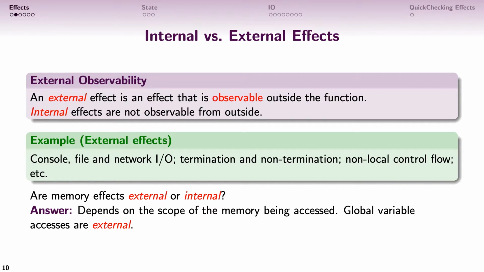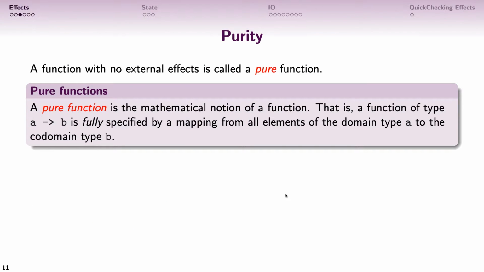Okay, so a function with no external effects, by which I mean no effects beyond its return value, is called a pure function. And this is what we've been dealing with for the last several weeks. For example, whenever we wrote anything of the function type in Haskell, a to b, then that was a pure function. We hadn't been dealing with impure functions at all yet. A pure function is just the mathematical notion of a function.